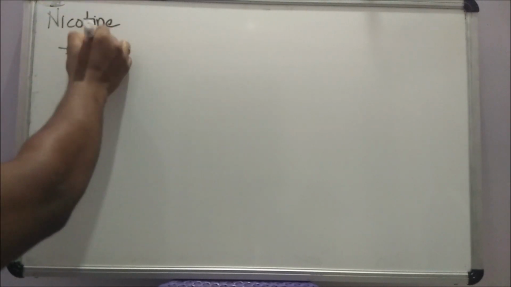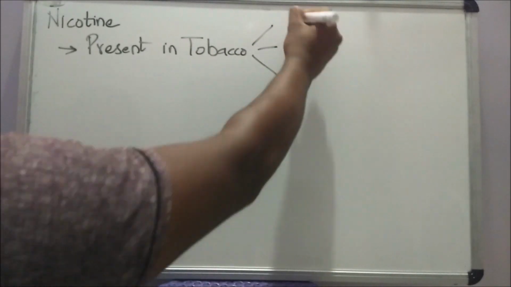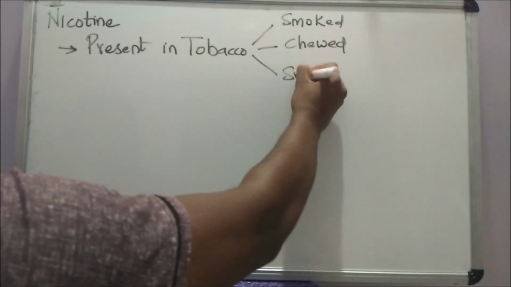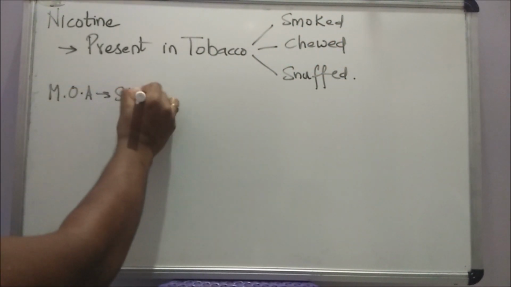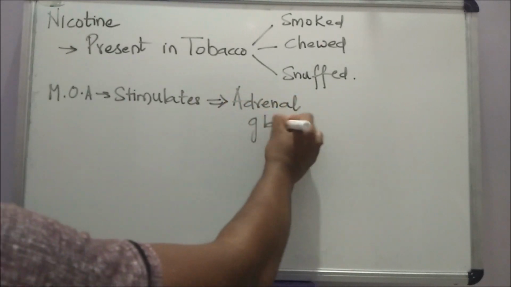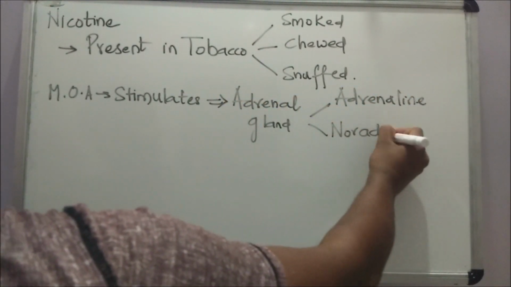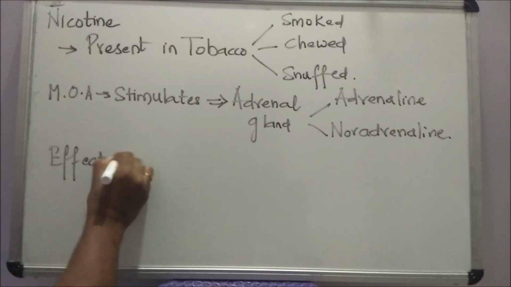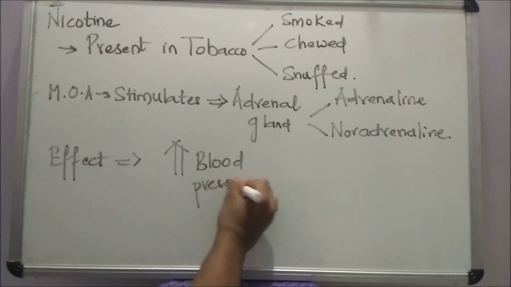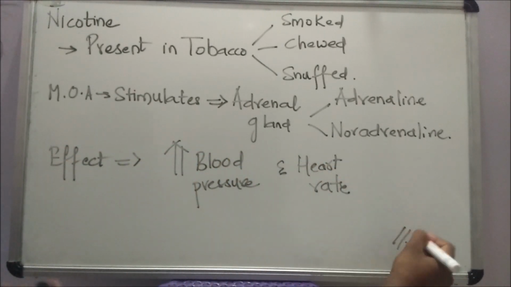Another abused drug is nicotine, which is present in tobacco, which is smoked, chewed, or snuffed. The mode of action is it stimulates the adrenal gland to release adrenaline and noradrenaline hormones. It increases the blood pressure and the heart rate.